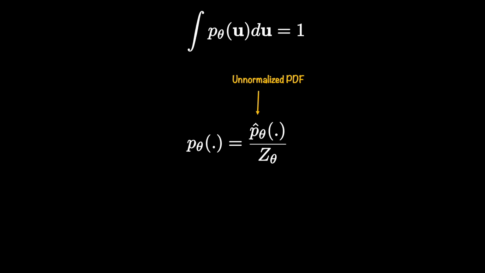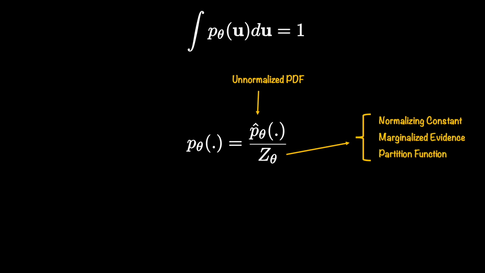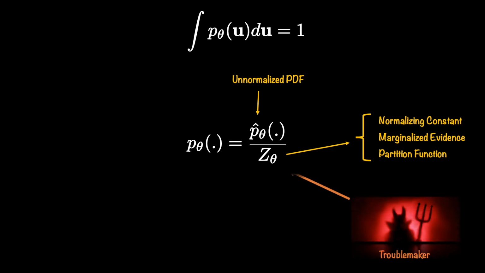And the denominator is known by various names and is the most difficult thing to tackle. Some of the names given to this denominator are normalizing constant, marginalized evidence, and partition function. I like to call it a troublemaker. If you have watched some of my videos, this problem of the normalizing constant appears in Bayesian statistics as well. And the reason is that it translates into an intractable integral when we are in the high dimensional realm. And solving high dimensional integrals is just not practical for computers.